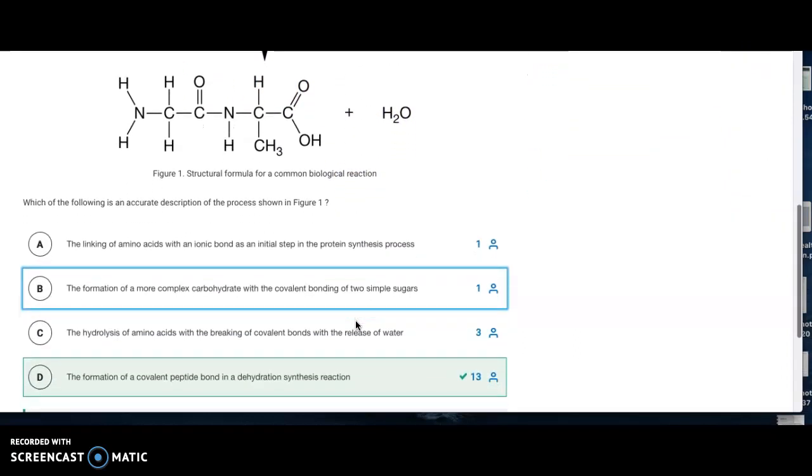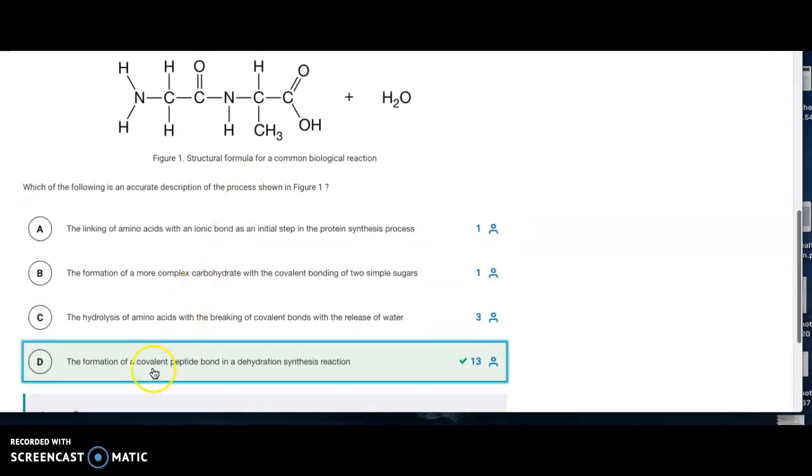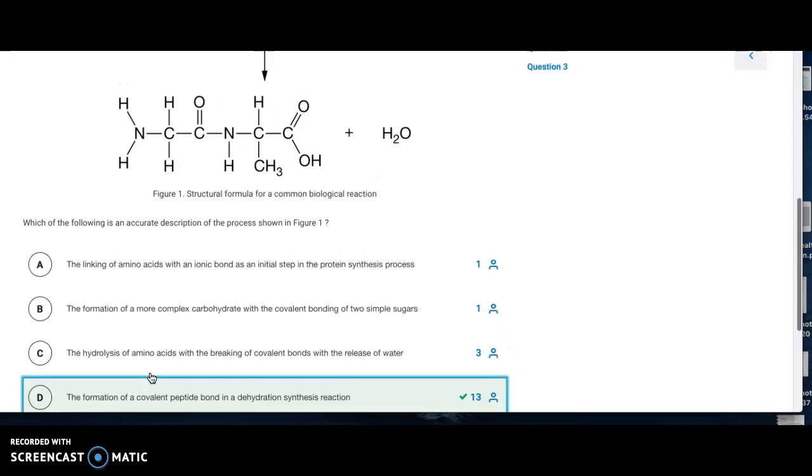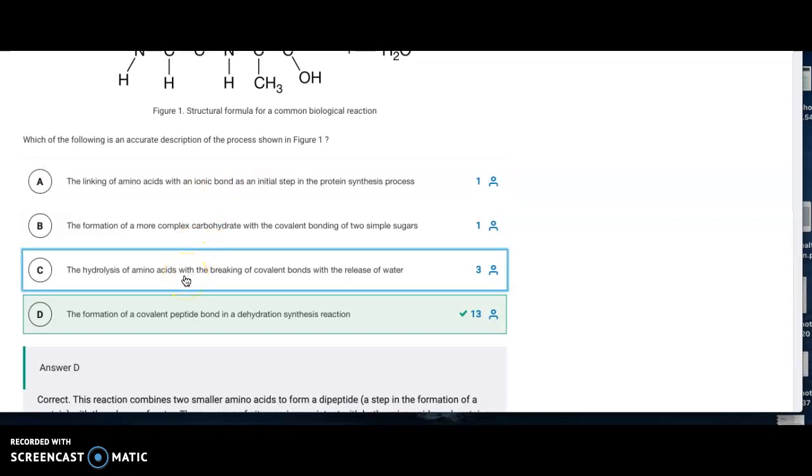The question here is, which of the following is an accurate description of the process shown in figure 1? The correct answer, the one most often selected, was the formation of a covalent peptide bond in a dehydration synthesis reaction, right? So the bond here is a covalent bond, and it is a dehydration synthesis. Some of you were drawn away from the correct answer by this one. The hydrolysis of amino acids with the breaking of covalent bonds with the release of water.